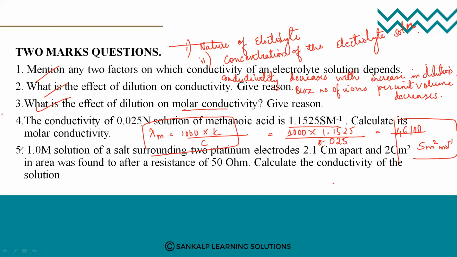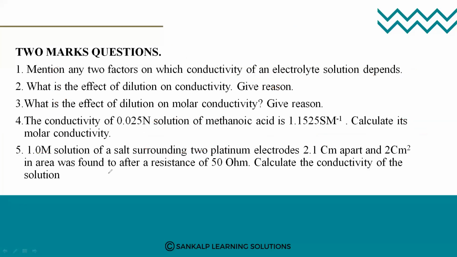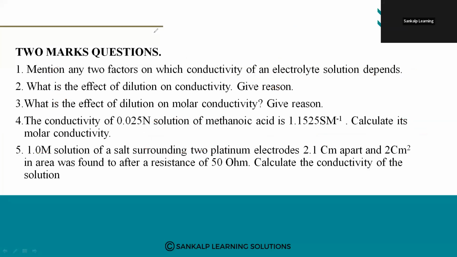So coming to the next question, the fifth question. A 1 molar solution of a salt surrounding two platinum electrodes 2.1 centimeter apart and 2 centimeter square in area was found to offer a resistance of 50 ohm. Calculate the conductivity of the solution. So how do you calculate the conductivity? They have asked to calculate the specific conductivity.